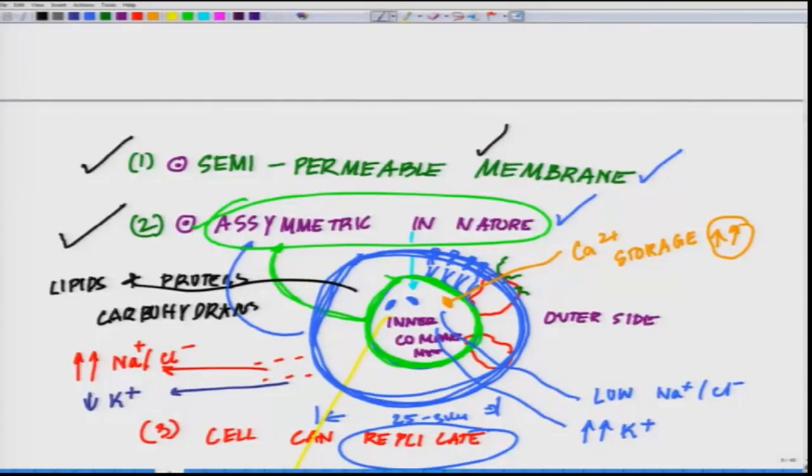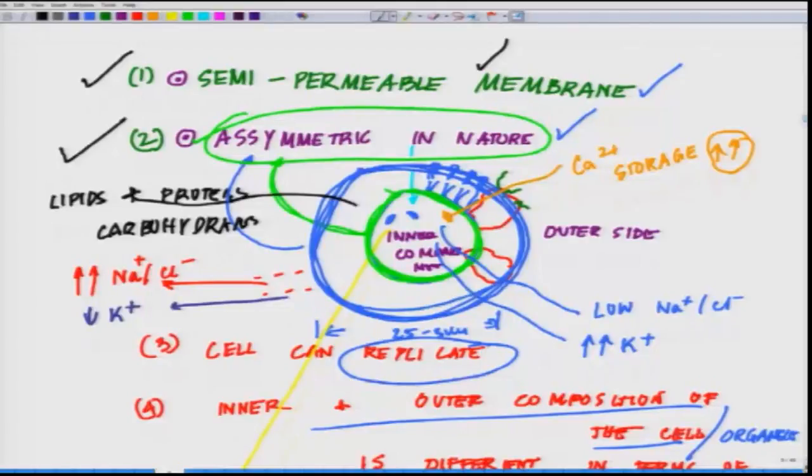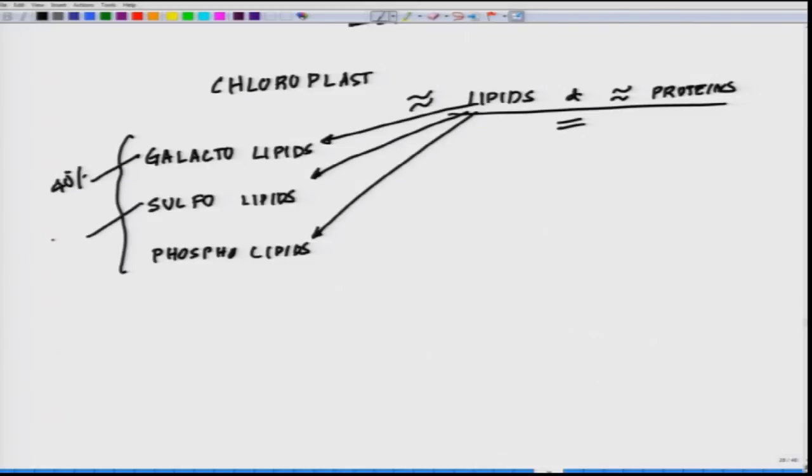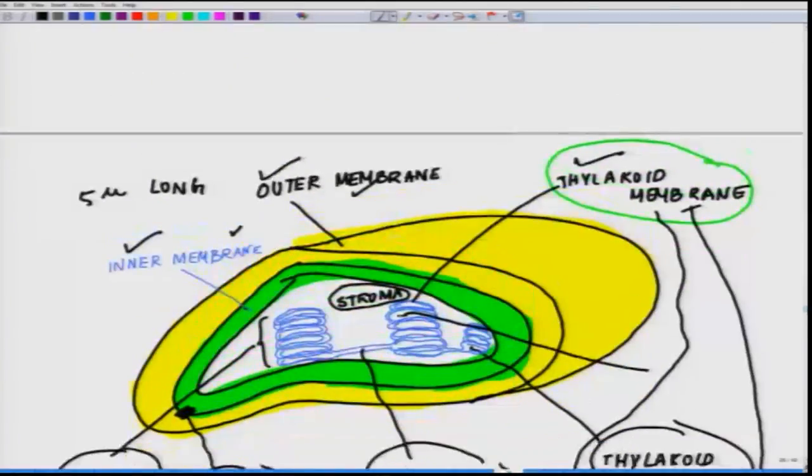Now talking about the thylakoid membrane, let's come back to where we were. It consists of equal amounts of lipids and proteins, and the lipids are galactolipids, sulfolipids and phospholipids in different composition: 40% of the lipids are galactolipids, sulfolipids are around 4% and 10% are phospholipids. Okay. The thylakoid membrane, like the inner mitochondrial membrane, is impermeable to most molecules and ions. The outer membrane of the chloroplast, like that of mitochondria, is highly permeable to small molecules and ions.